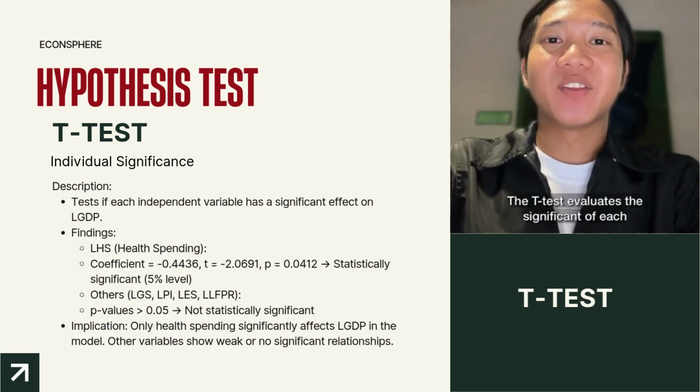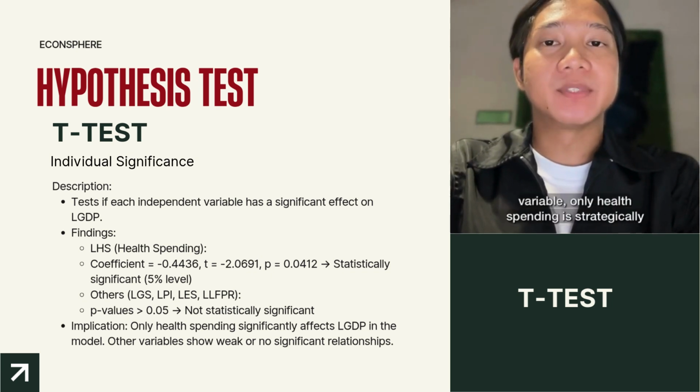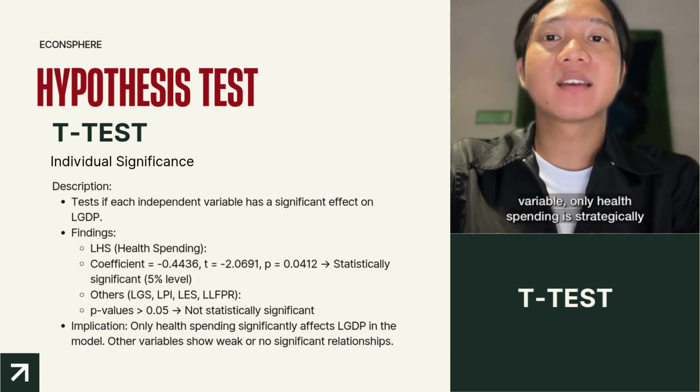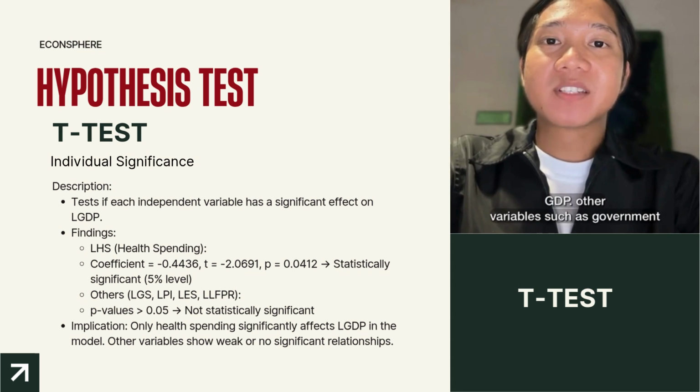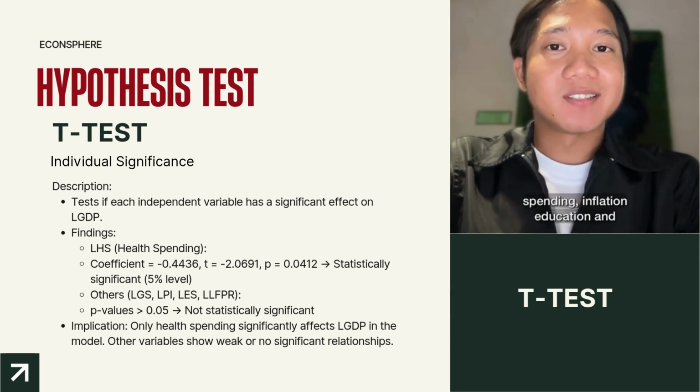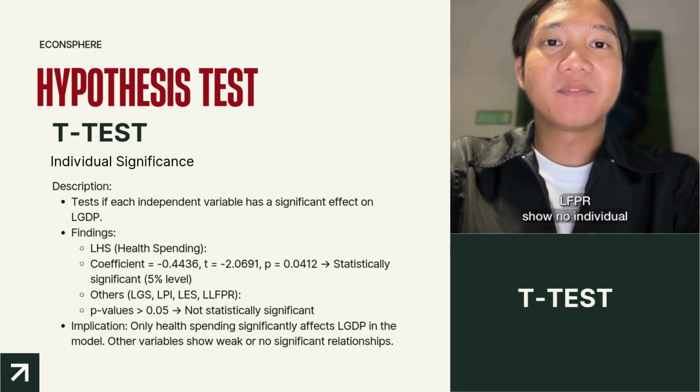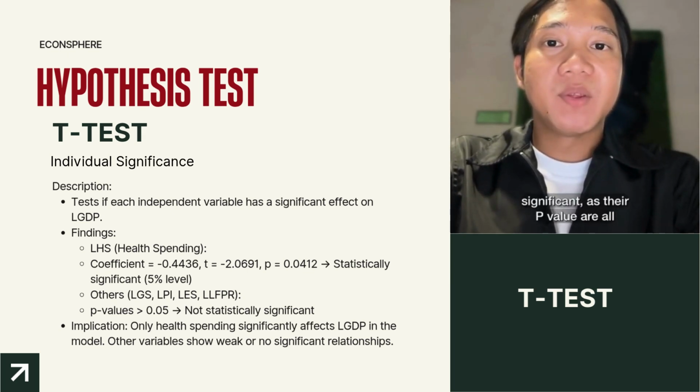The t-test evaluates the significance of each variable. Only health spending is statistically significant, with a negative effect on GDP. Other variables such as government spending, inflation, education, and LFPR show no individual significance as their p-values are all above 0.05.